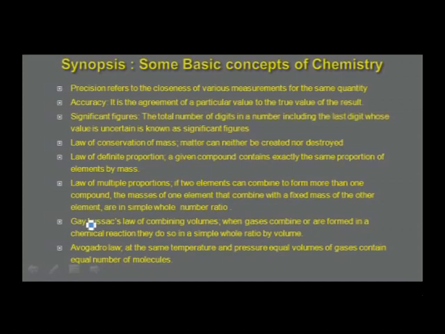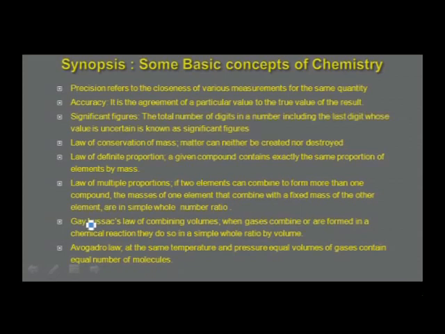Precision to start with. Precision refers to the closeness of various measurements for the same quantity. Accuracy, it is the agreement of a particular value to the true value of the result. Significant figures, the total number of digits in a number including the last digit whose value is uncertain is known as significant figures.